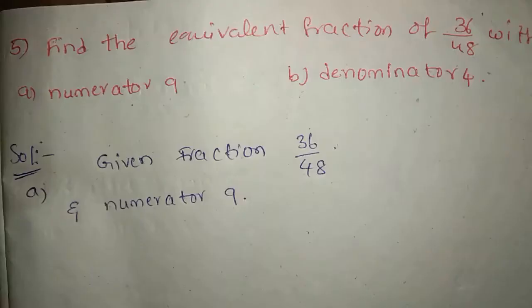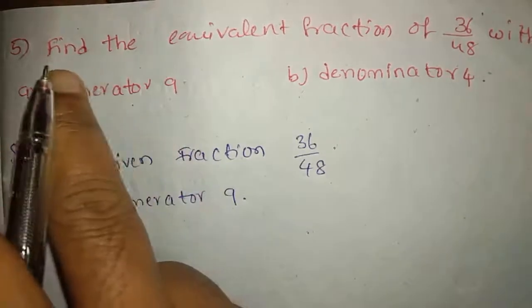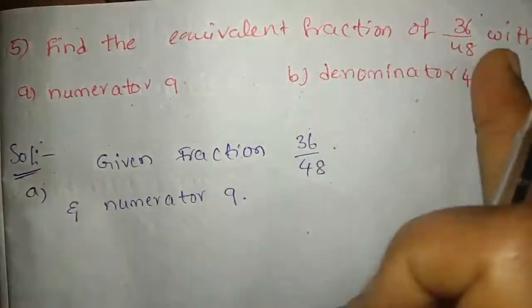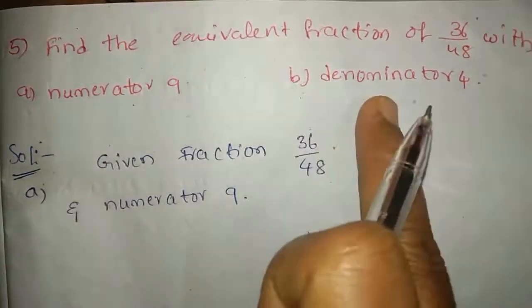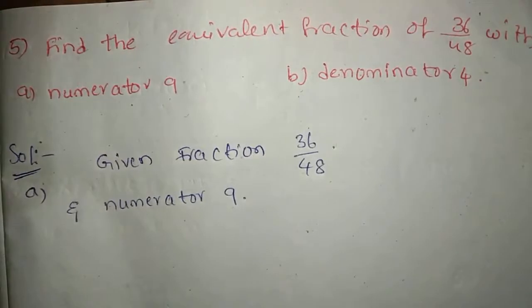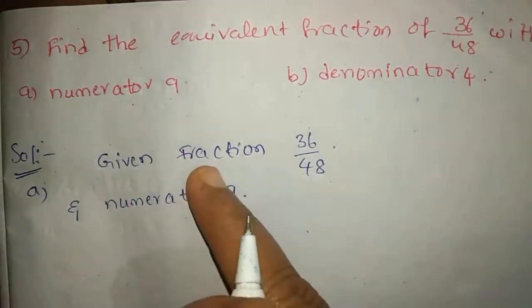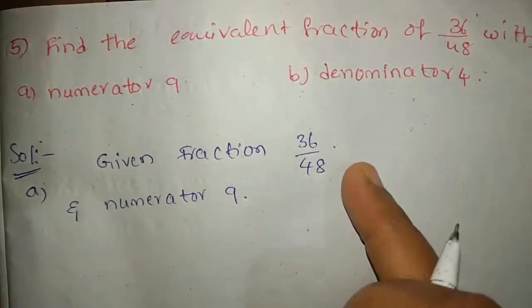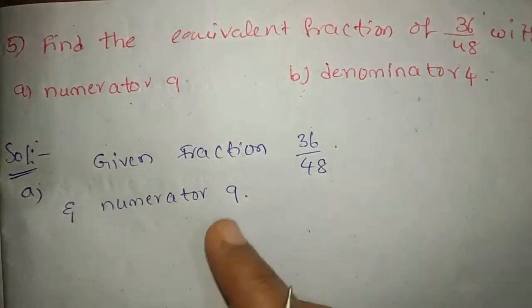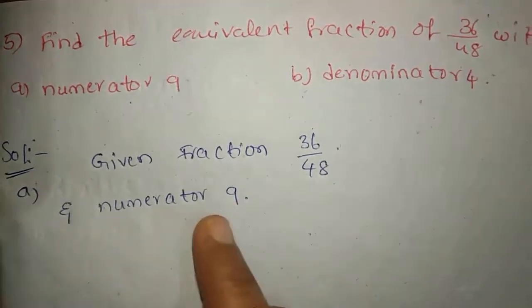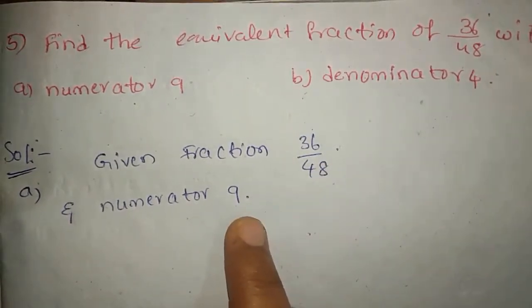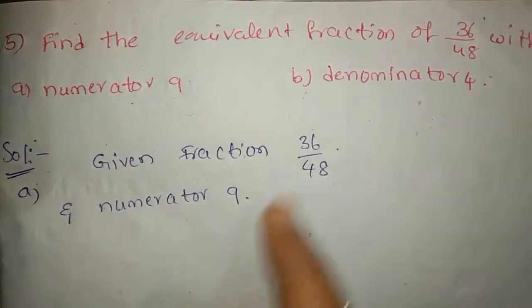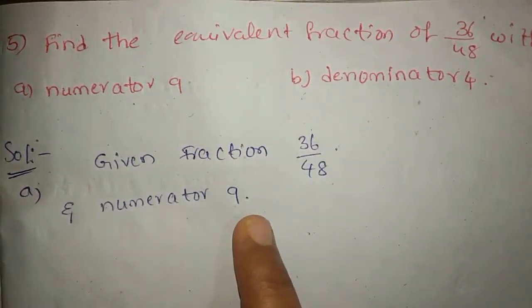Okay. Now let us see the fifth question. Find the equivalent fraction of 36 by 48 with numerator 9 and with denominator 4. Now the given fraction is 36 by 48. Now we should get the numerator 9. So how to get the numerator 9 in the equivalent fraction? It means 36 must be divided by the same number. So what is the number?